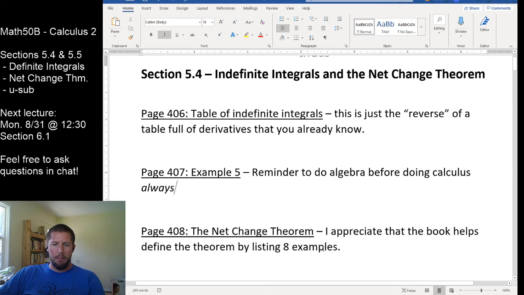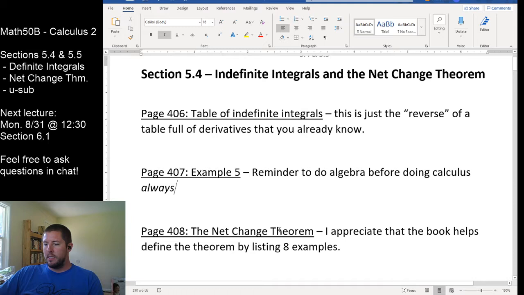I really appreciate it when the book does slightly less formal definitions for things, because I feel like formal math definitions rarely help us conceptually. They usually help us with formalities, but if we're trying to learn concepts, I think those are better done through examples. So I really like the way that the book laid out the net change theorem stuff. So make sure you read those examples.